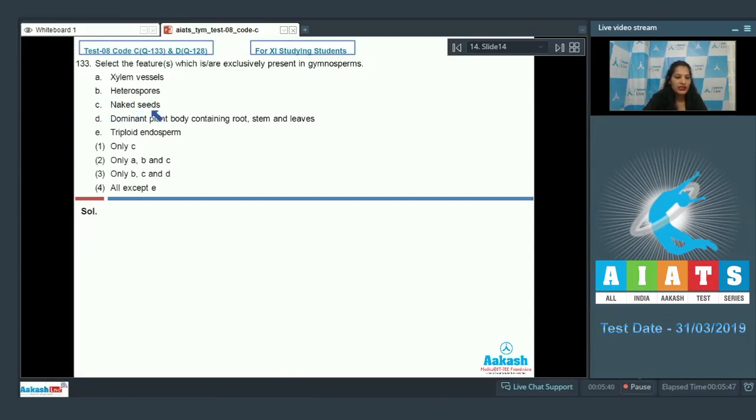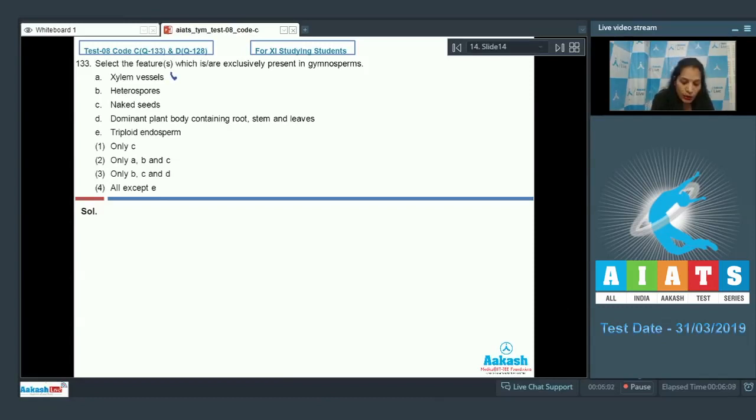Heterospores. C. Naked seeds. D. Dominant plant body containing root, stem and leaves. E. Triploid endosperm. First option only C, second only A, B and C, third only B, C and D, fourth all except E. So you have to find out the features which are exclusively only present in gymnosperms.